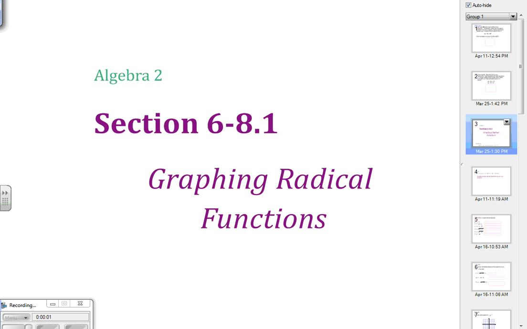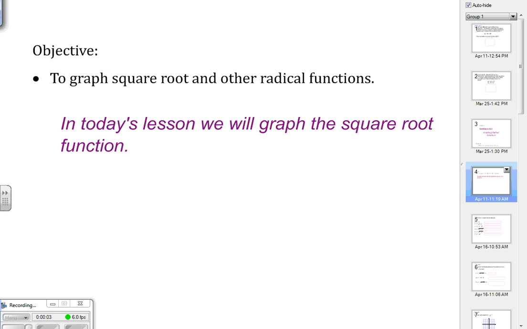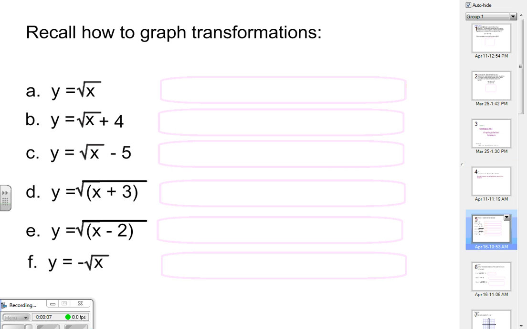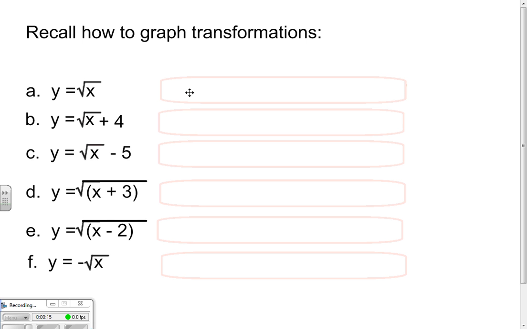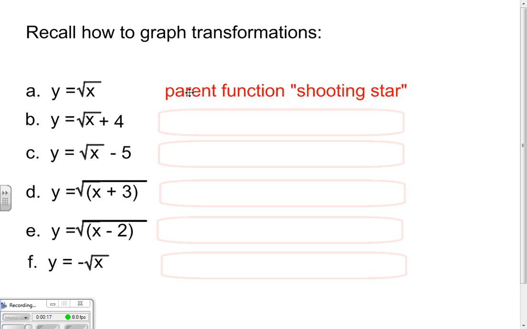Chapter 6, Section 8, Day 1 is all about graphing radical functions, so we'll talk about square root functions today first. If you take a look, we'll talk about transformations, just like we did a couple of chapters ago. In letter A, y equals the square root of x. That's considered to be the parent function. It kind of looks like a shooting star, and it'll start shooting, so to speak, at the origin.